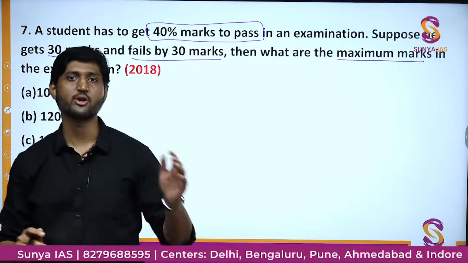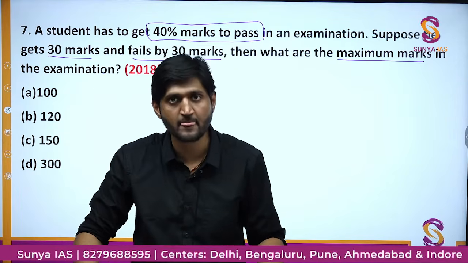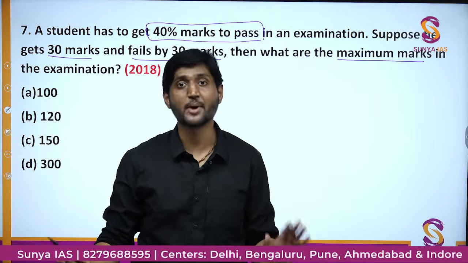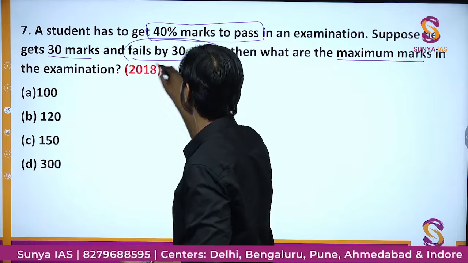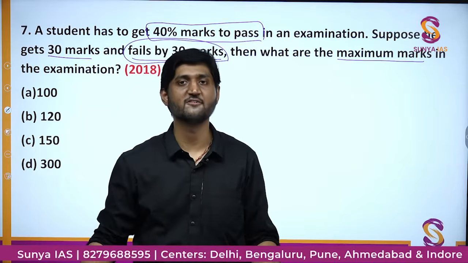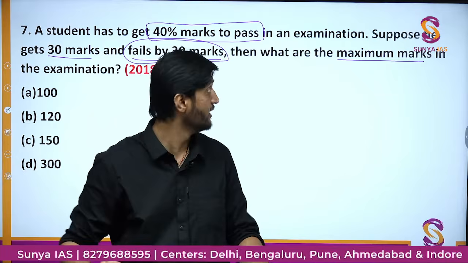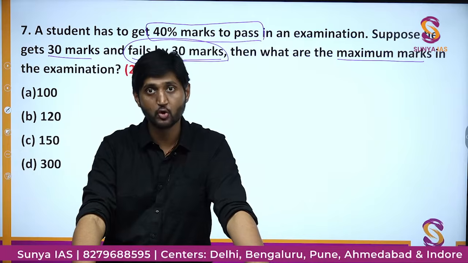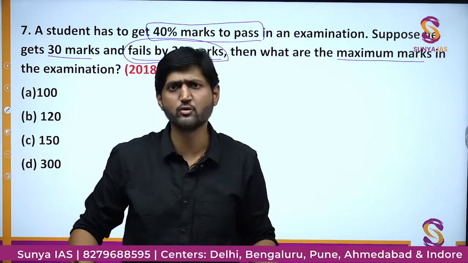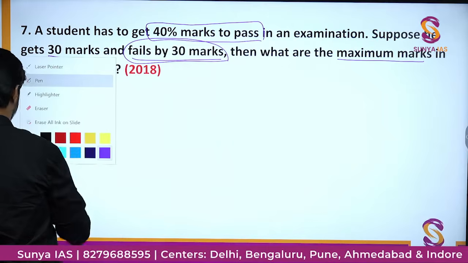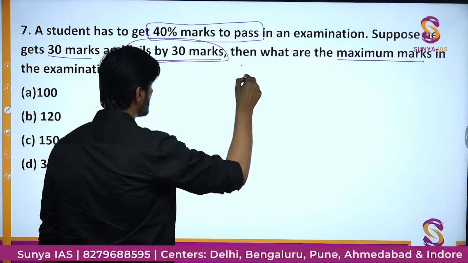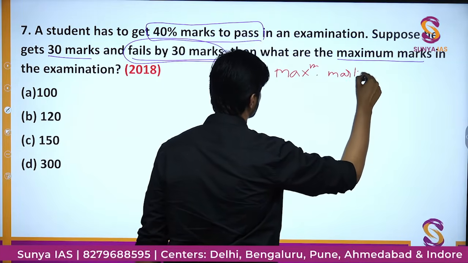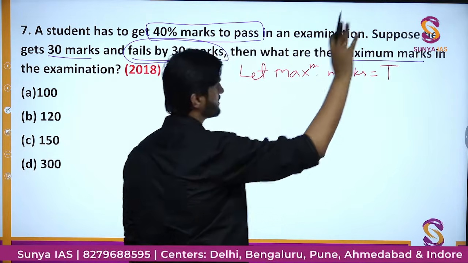So in order to clear the exam, you must get 40%. This guy here is getting 30 marks and he should get 30 more to pass. Okay, he fails by 30 marks. What does that mean? He is missing that boundary of passing marks by 30 marks. That is the idea. And then we have to find the total marks, maximum marks in the examination. Okay, so what we'll do, we'll just assume the value of maximum marks. So let maximum marks be equal to, let's call them T, total marks.